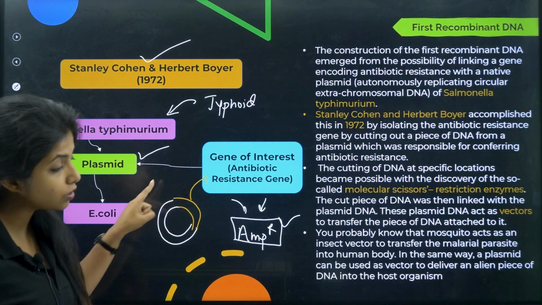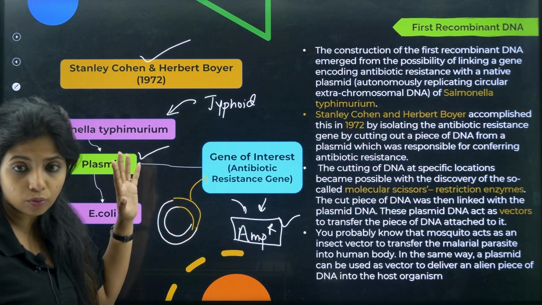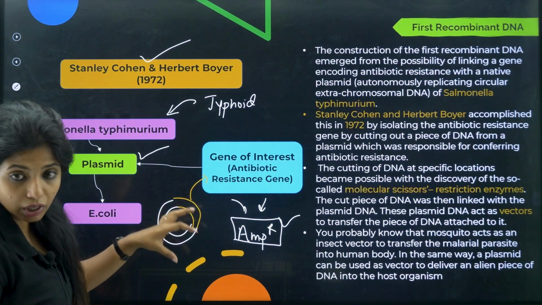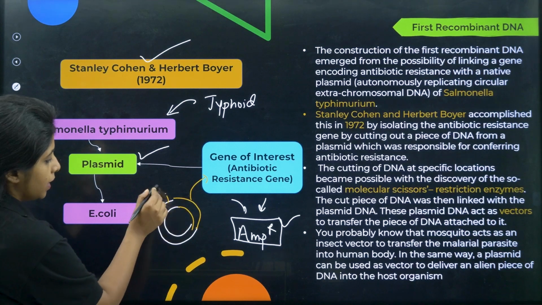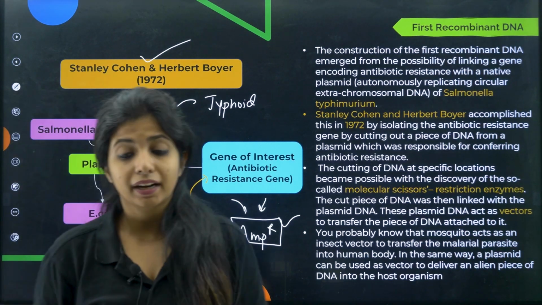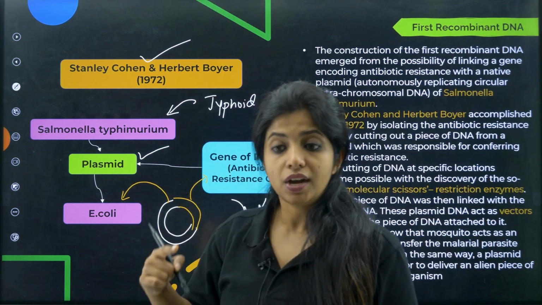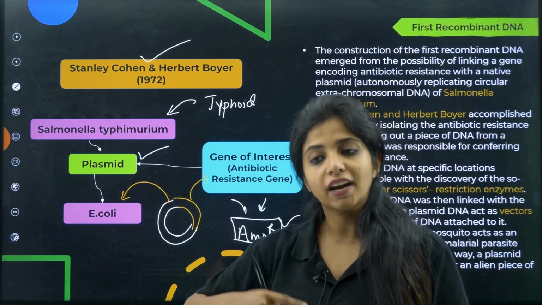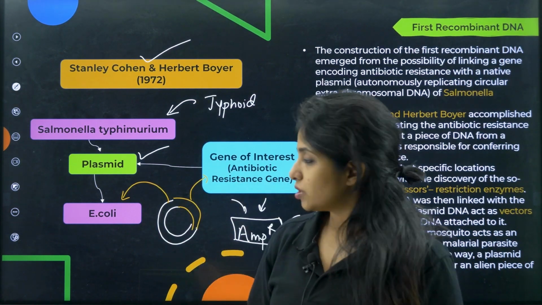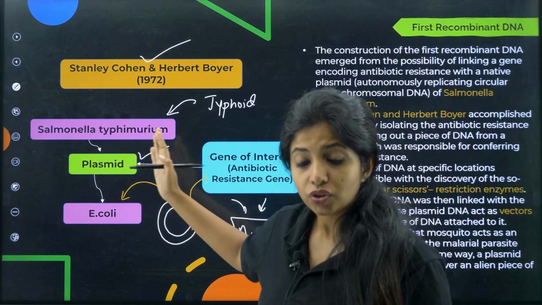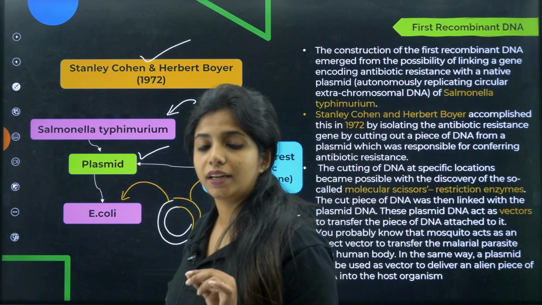Basically, I want to check whether it is getting copied or not. So this plasmid, which is a recombinant plasmid, I am going to put it in another bacteria, that is E. coli, and check whether the replication is happening or not. And I found that replication is happening. So the same thing can happen here also. So this is how the first recombinant DNA was found.